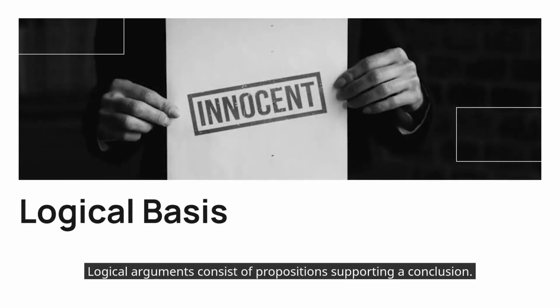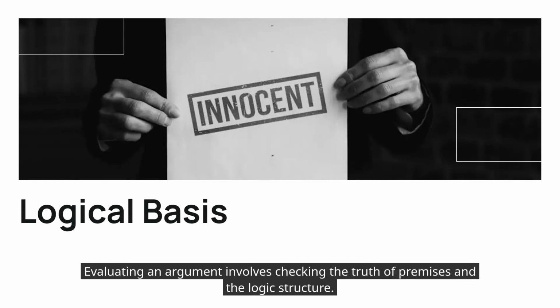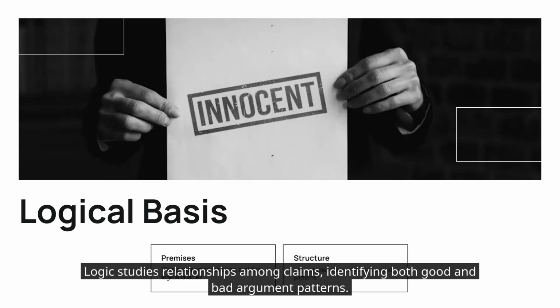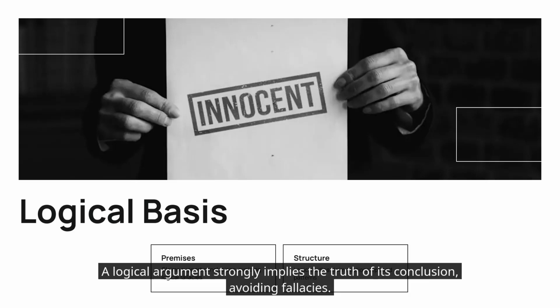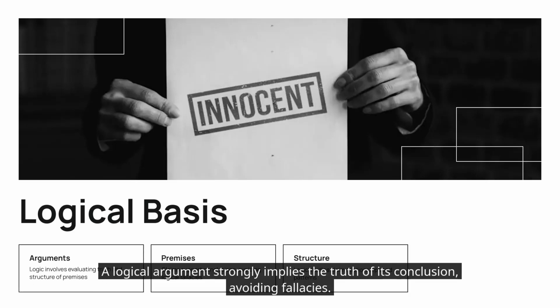Logical arguments consist of propositions supporting a conclusion. Evaluating an argument involves checking the truth of premises and the logic structure. Logic studies relationships among claims, identifying both good and bad argument patterns. A logical argument strongly implies the truth of its conclusion, avoiding fallacies.